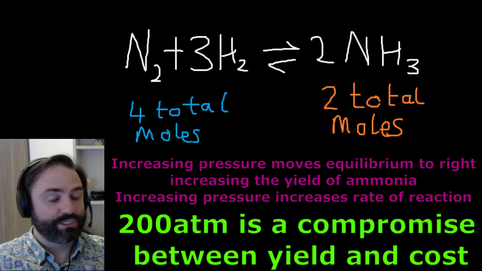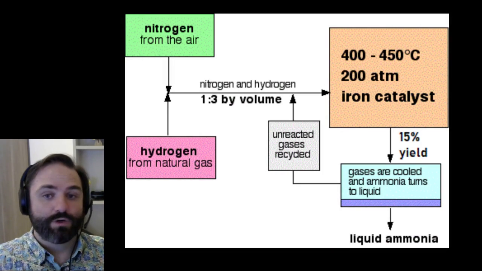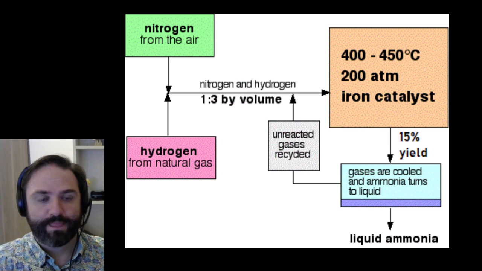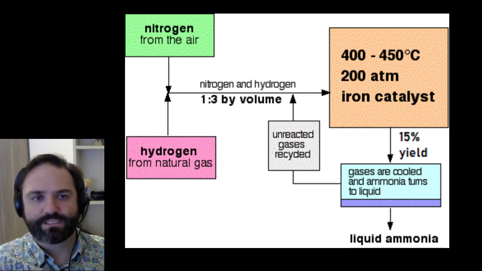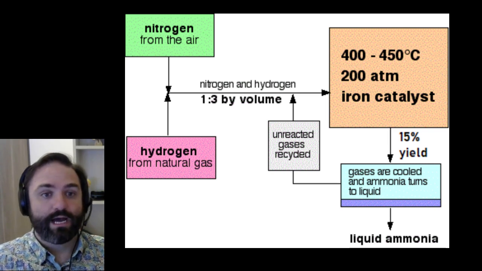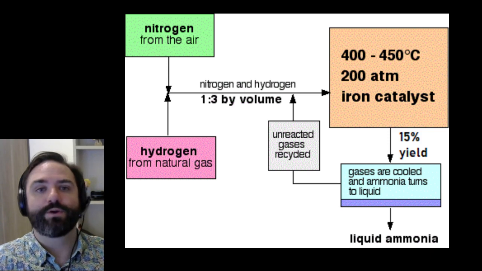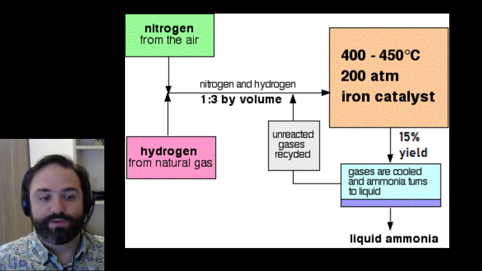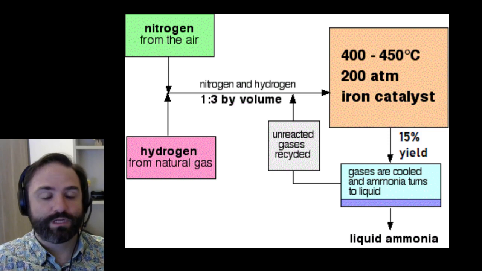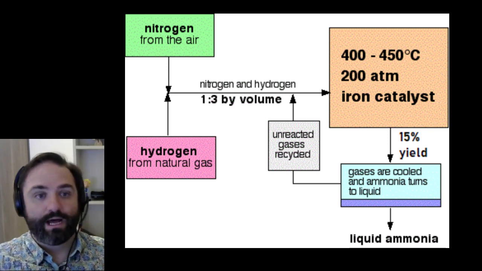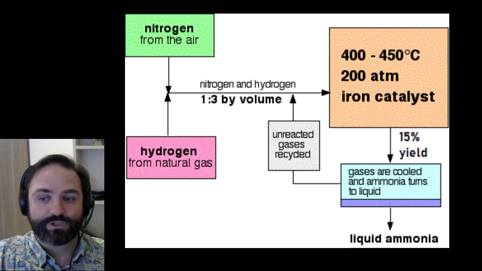Now, at these conditions, the yield is only around 15%. So about 15% of the nitrogen and hydrogen gets changed into ammonia. How do we remove the ammonia from the gases? Well, if you cool it down, ammonia will condense first. It has a higher condensation point or boiling point. So if we cool it down, ammonia will condense into a liquid. We can then open a tap, take the ammonia out, and leave behind the hydrogen and nitrogen.